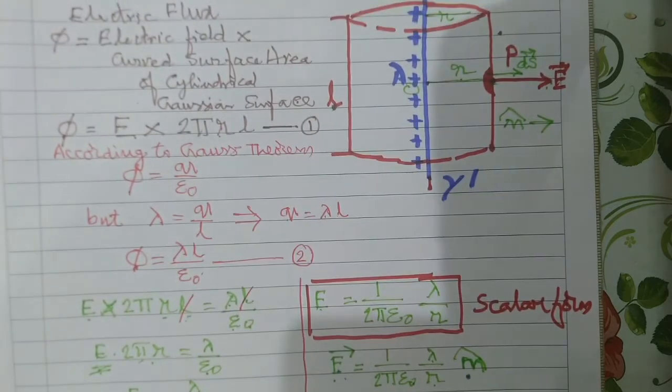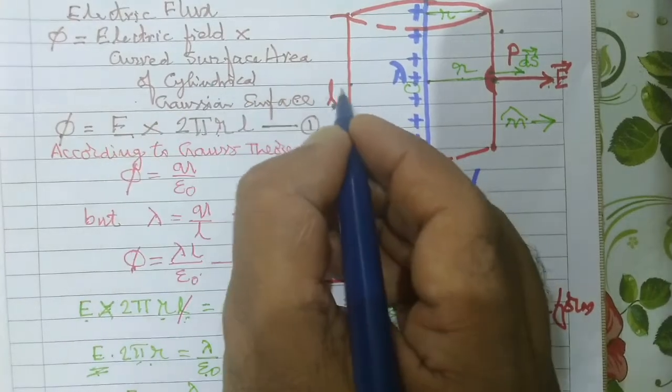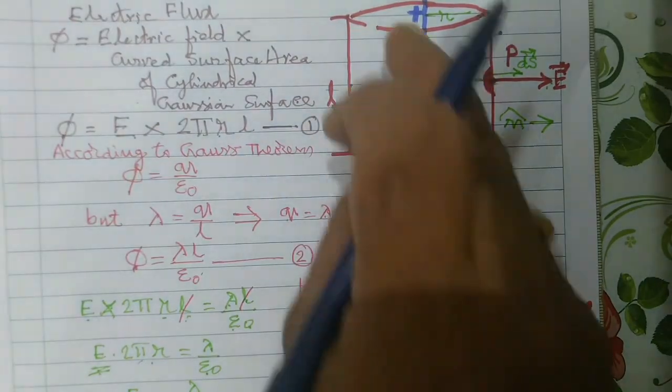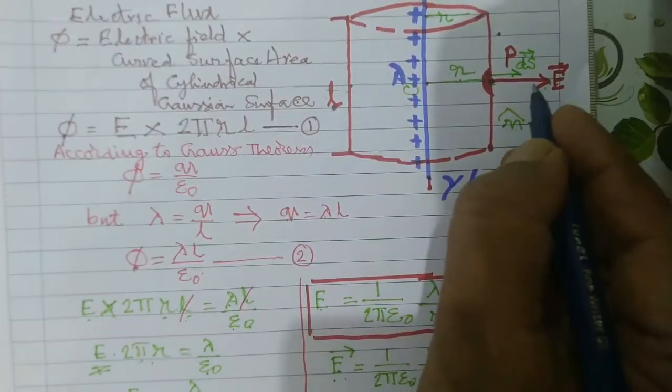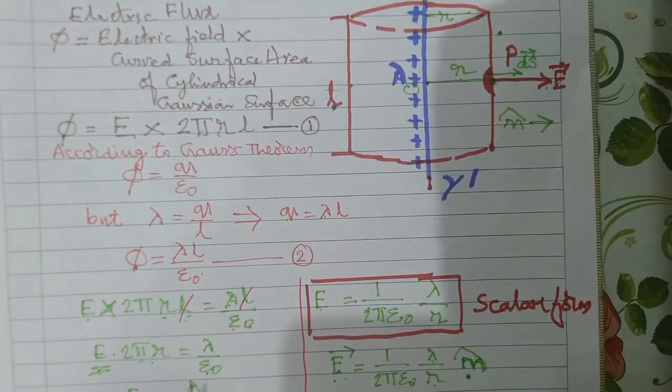And one more point I have to tell you. Suppose you take the point P here, it will go like this, and n will be in this direction. And one more point: if this is a negative charge, the electric field will be towards the wire, meaning inward. N also will be in this direction. That you have to remember. So depending on the charge, the direction of the electric field will be decided.